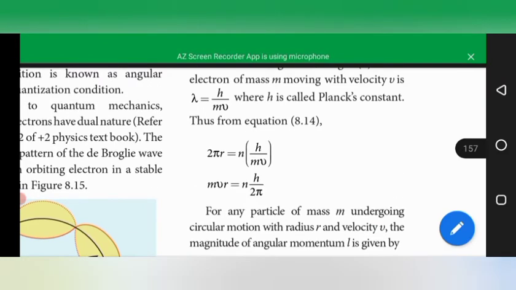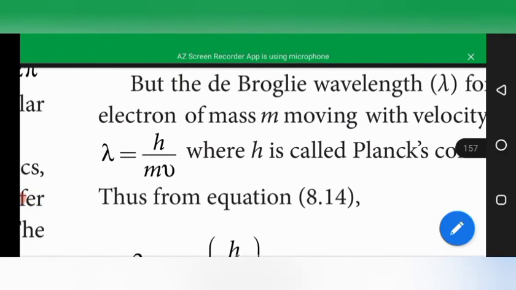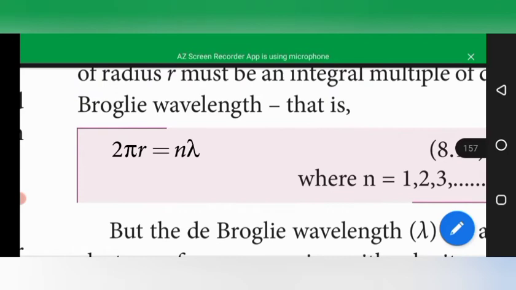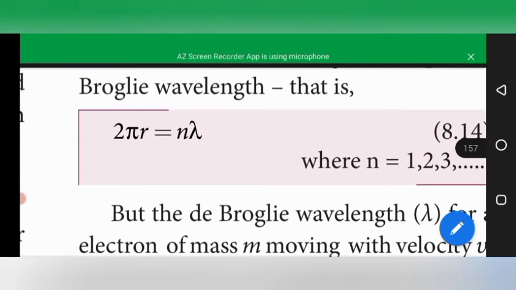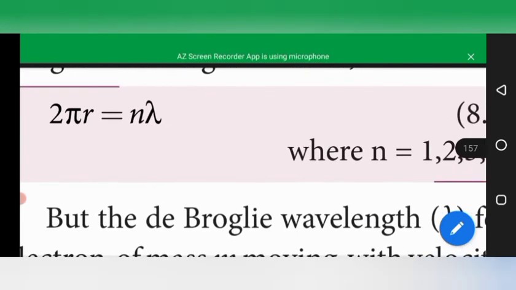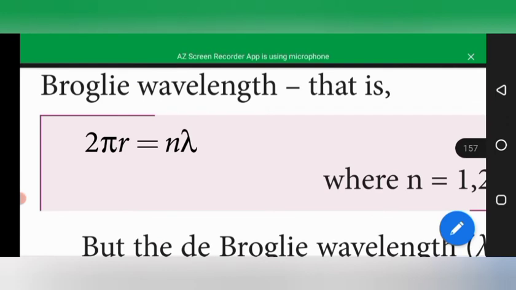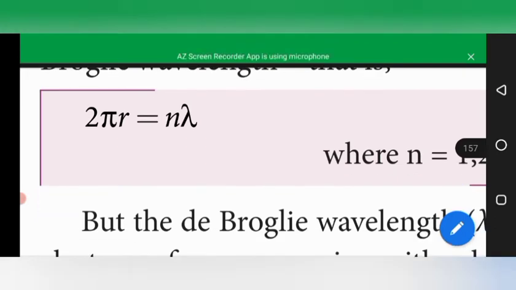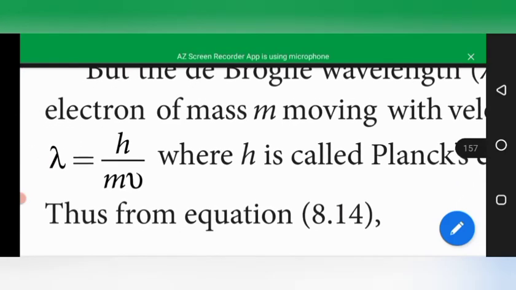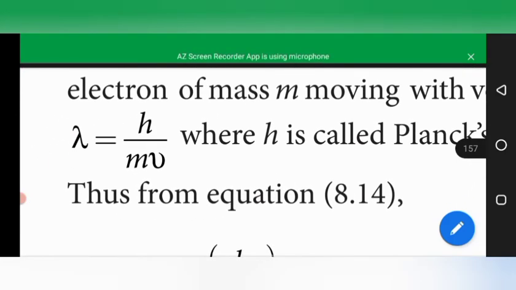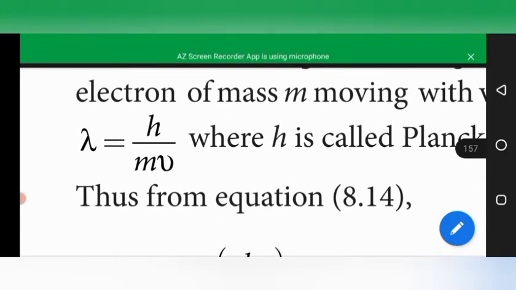So here 2 pi r is equal to n lambda. n is an integer, a natural number, that is 1, 2, 3. That is the length, 2 pi r is equal to n lambda. But the de Broglie wavelength lambda associated with the electron of mass m moving with velocity v is lambda is equal to h by mv. Here h is called Planck's constant.